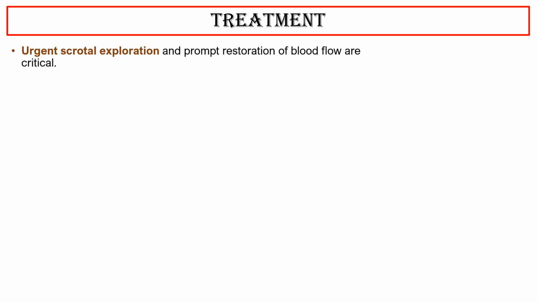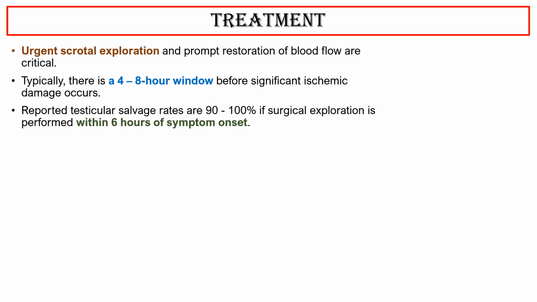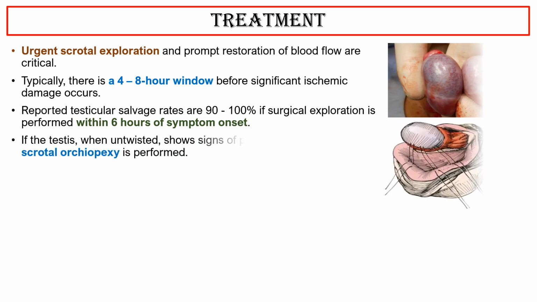Urgent scrotal exploration and prompt restoration of blood flow are critical. Typically, there is a 4 to 8 hour window before significant ischemic damage occurs. Reported testicular salvage rates are 90 to 100% if surgical exploration is performed within 6 hours of symptom onset.